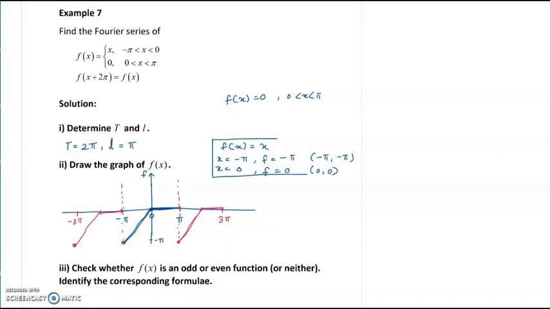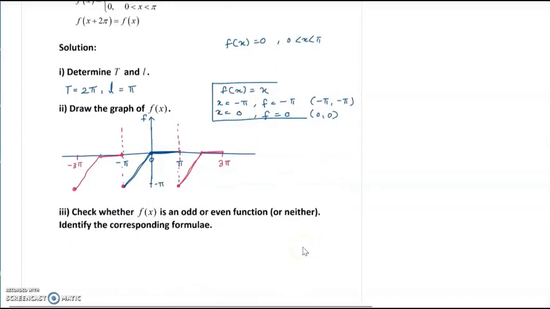So we can see from the graph, it is neither case, because it is not symmetry about the origin. It is also not symmetry about the y-axis. So for this case, this is neither. If it is not odd, it is not even, then the corresponding formula would be formula 1. So we have the full range here. Full means we need to compute the A naught, AN, and BN.